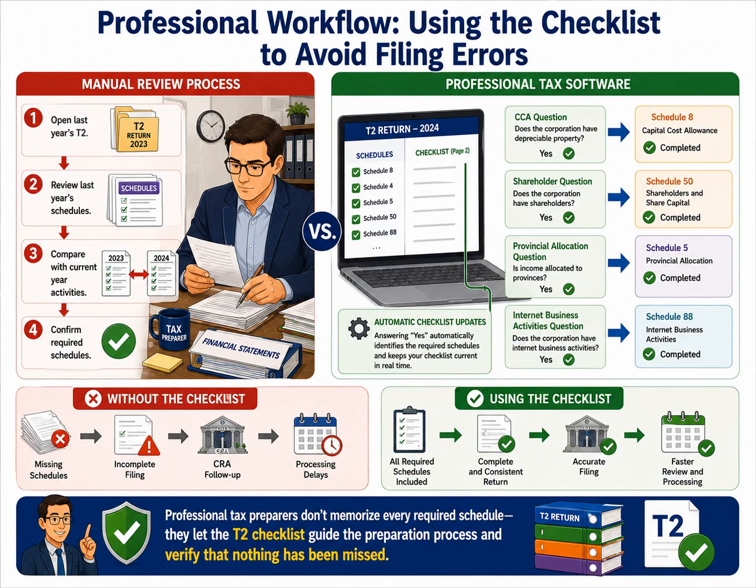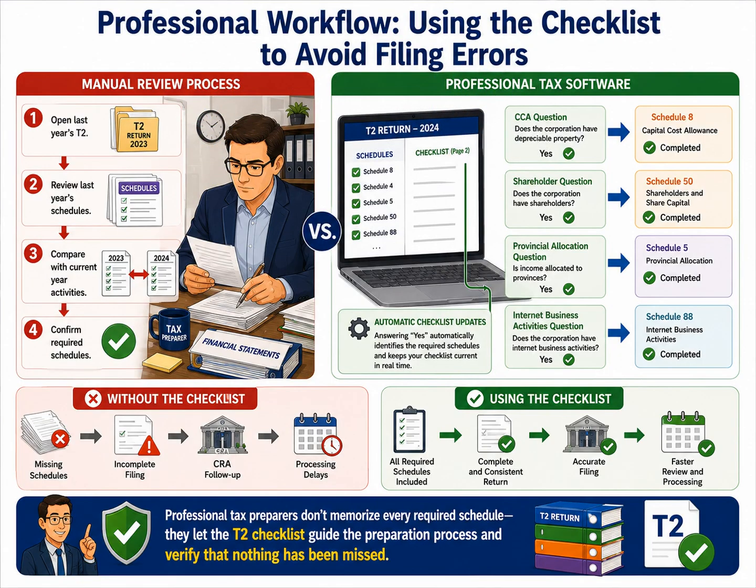The tax preparer then reviews the supporting schedules that were filed previously and compares them with the corporation's activities during the current year. Next, the preparer answers each question on the T2 checklist. Every yes response confirms that a specific schedule is required. By working through the checklist methodically, it's easy to verify that nothing has been overlooked before the return is submitted.